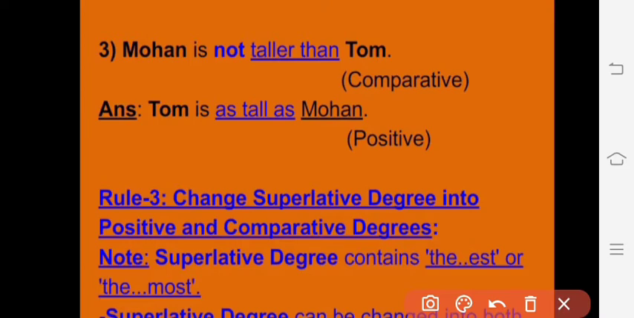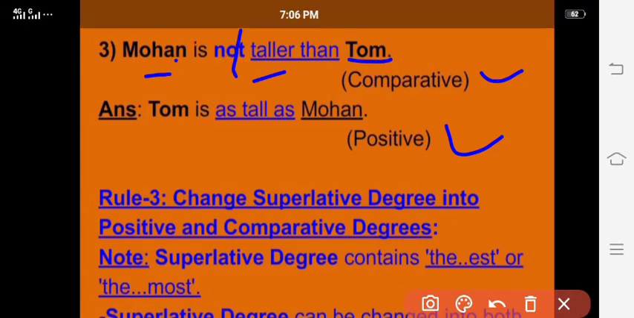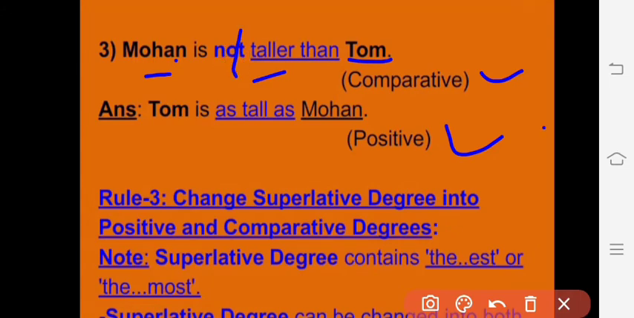So while it is in negative form, we have to convert it into positive degree with an affirmative form. Mohan is not taller than Tom. Here, taller. So change the place of the nouns. Tom comes first, Mohan goes last. So Tom is, remove no and not. If no and not is given, remove no and not.